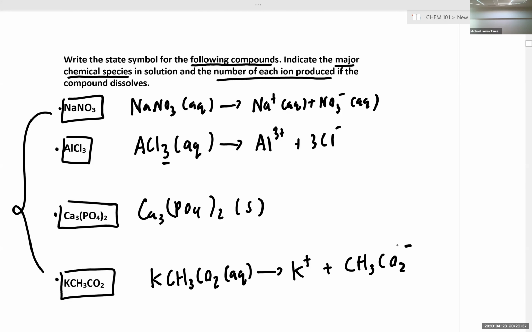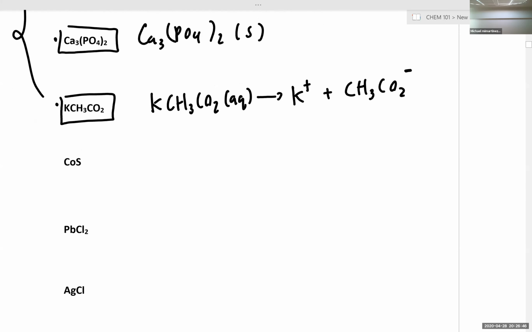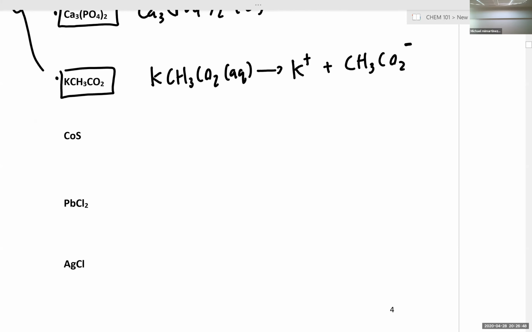Perfect. Is this making a little bit more sense now that we did a few more examples? Is everyone comfortable with this idea? Okay, I am going to need to check. So what I'm going to ask you to do is to attempt the following 3 examples and tell me whether they're soluble or insoluble, and list the major species in solution. So let's take about 2 to 3 minutes to work on that.